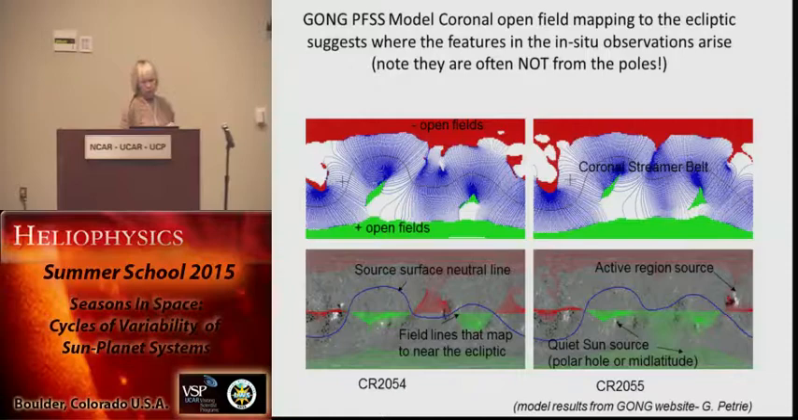Okay, solar wind mapping, which is where we started. Source mapping, we can see now that here's a case where we have polar coronal holes, but we also have low-latitude coronal holes, color-coded by polarity for a couple of Carrington rotations.